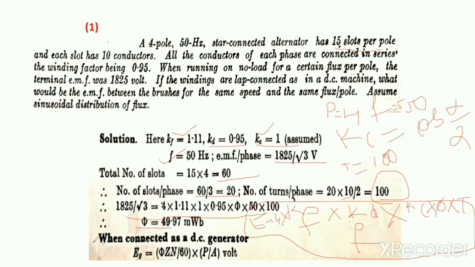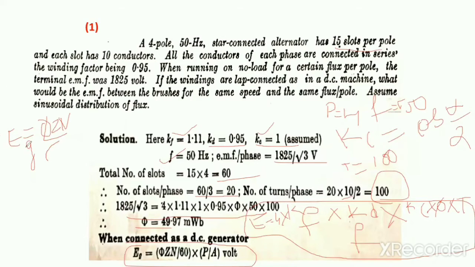Next, we calculate when connected as a DC generator. In the case of a DC generator, what is the EMF equation? That is EG, the generated EMF in the case of a DC generator. What is the formula for EG? Therefore, EG is equal to phi Z N by 60 into P by A.